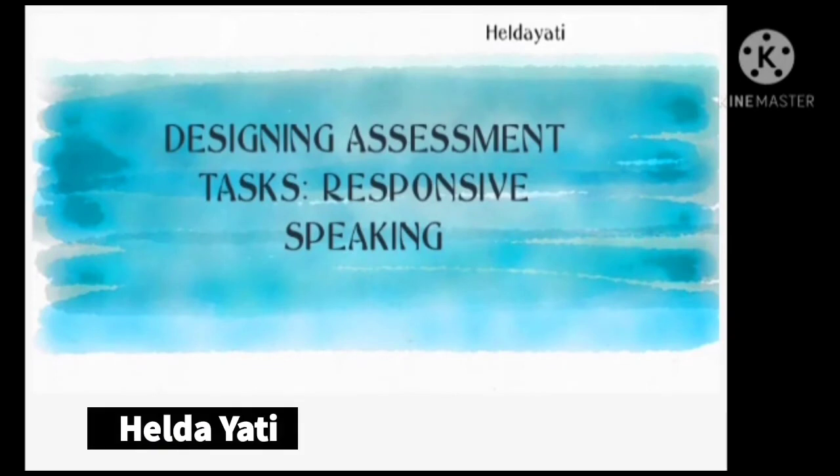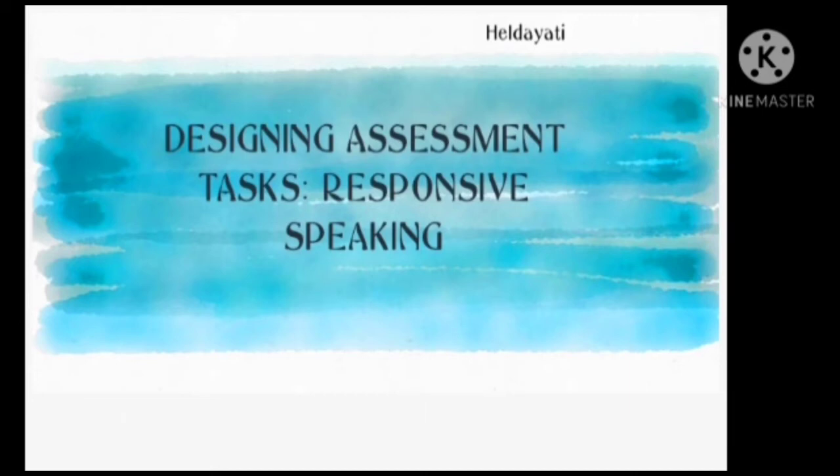Next, we will discuss designing assessment tasks: responsive speaking. Assessment of responsive tasks involves brief interactions with an interlocutor, differing from intensive tasks in the increased creativity given to the test taker and from interactive tasks by the somewhat limited length of utterances. So it is a brief description of responsive speaking.